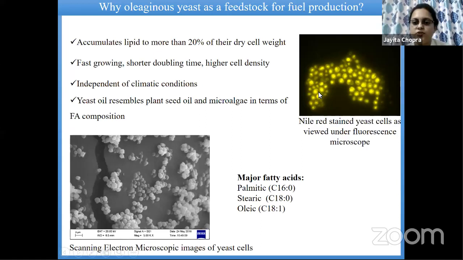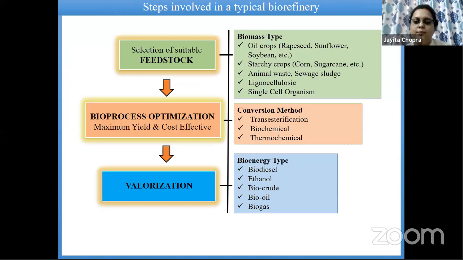Lipid droplets fluorescing inside the cells, and these are the cells when viewed under scanning electron microscope. The major fatty acids usually found in yeast lipids are palmitic acid, stearic acid, and oleic acid. But production of biodiesel from yeast-based sources is not economically viable, since there are a lot of steps: pre-treatment, and then extraction and trans-esterification. So it is always preferred that it is co-produced with other value-added products in a biorefinery approach.